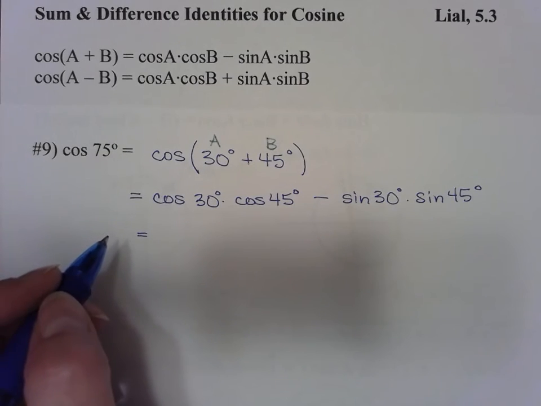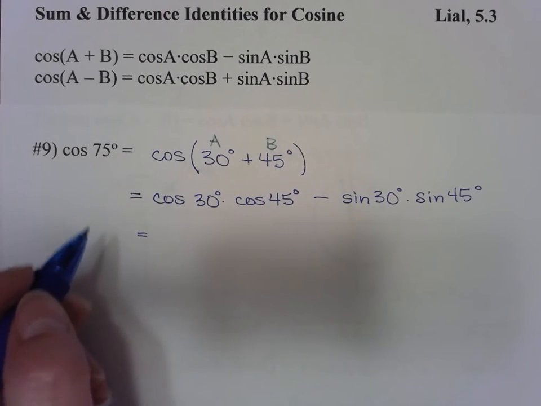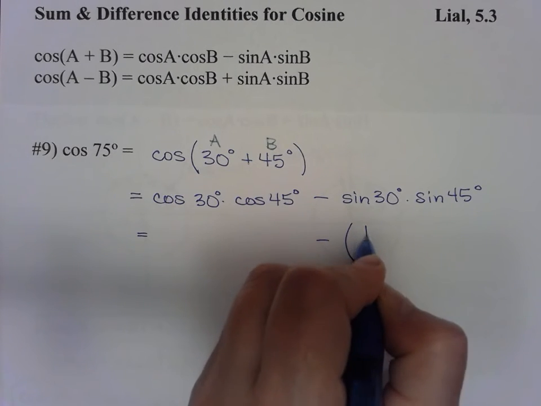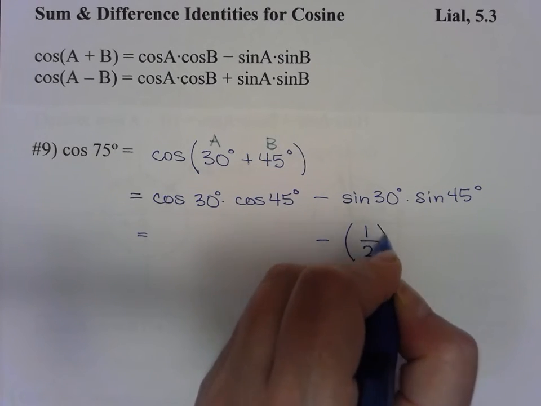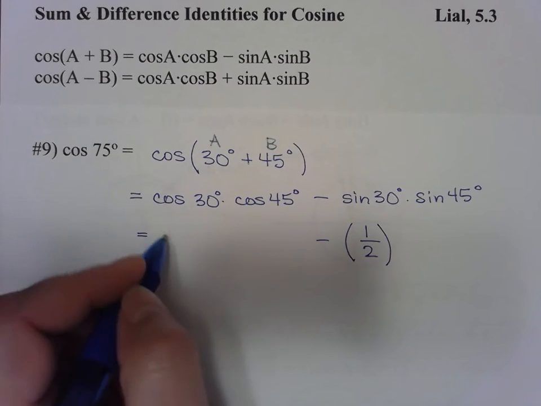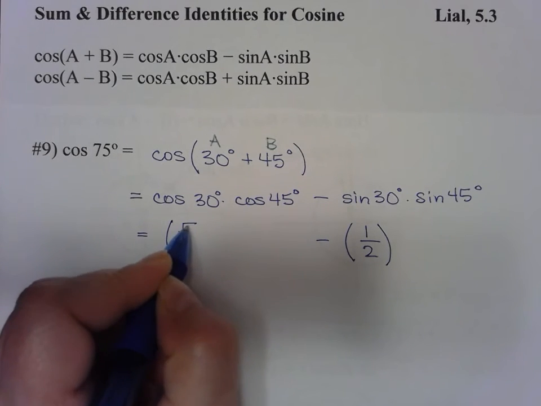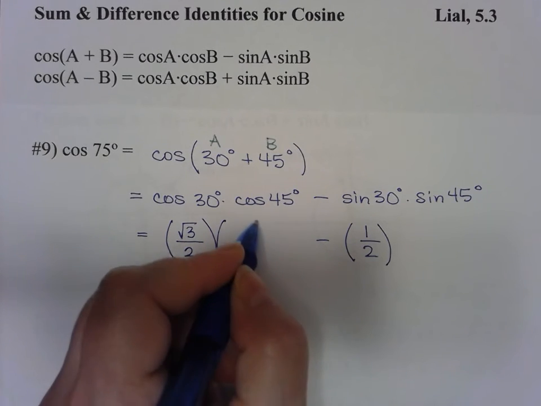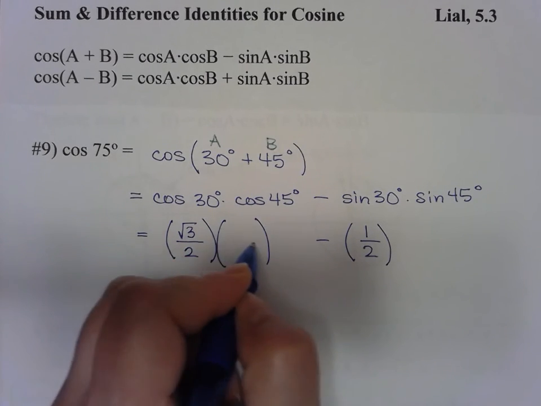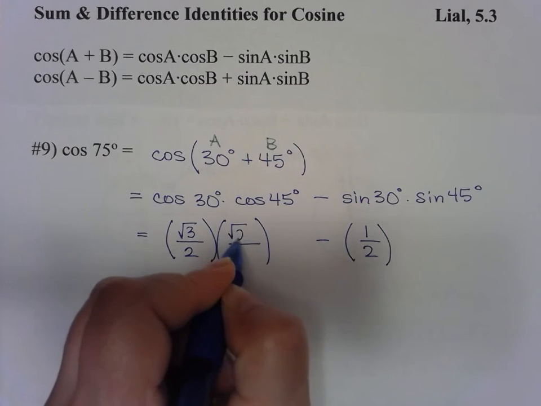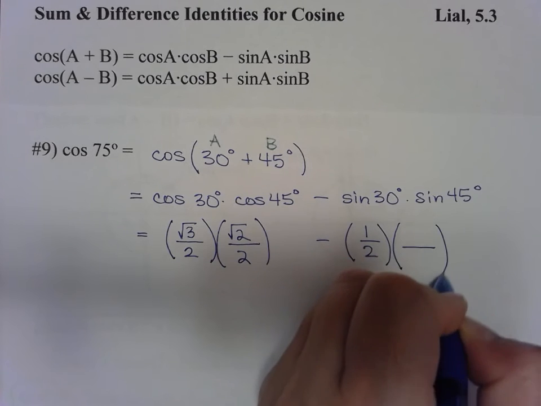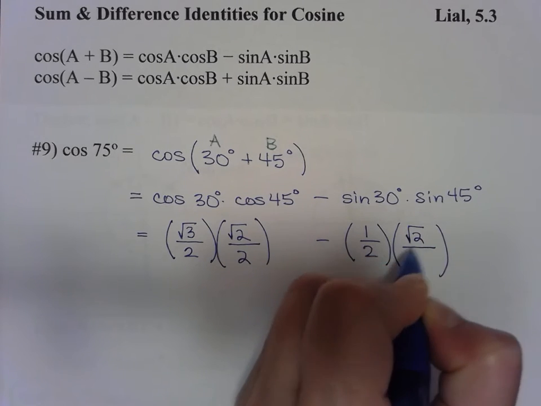Okay, think about the unit circle if you need to. This is the one I always memorize. I know sine of 30 is 1/2, which means the cosine of 30 must be the square root of 3 over 2. That's how I think about it. The cosine of 45, I know that's square root of 2 over 2. And the sine of 45, also square root of 2 over 2.